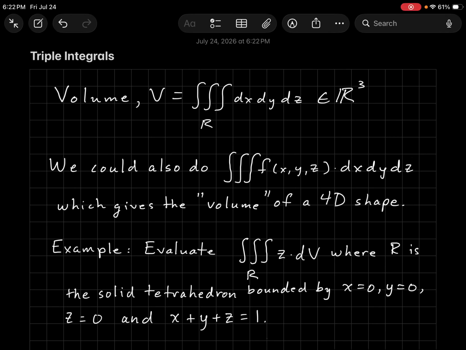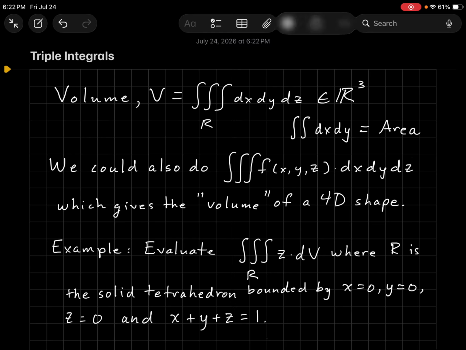Triple integrals. Just like when we did the double integral of dx times dy, and we got an area, in a similar fashion, the triple integral of dx times dy times dz will give us a volume. And if we do the triple integral of some function f times dx dy dz, notice that we get 4 dimensions. So this triple integral would give us the, quote, volume of a 4-dimensional shape.